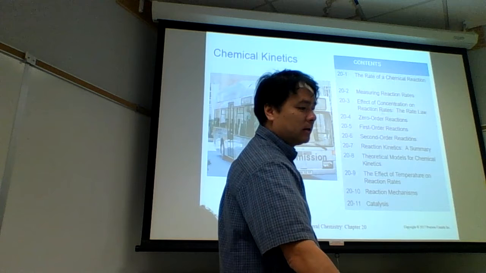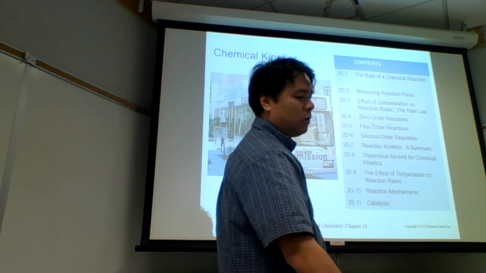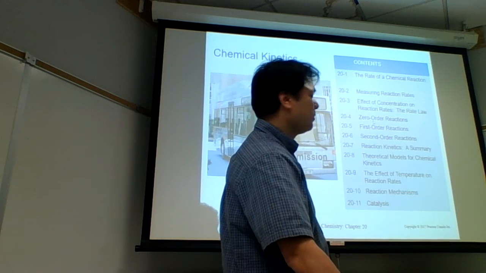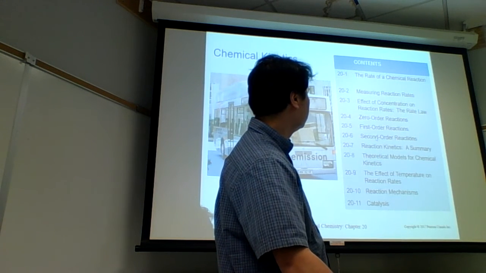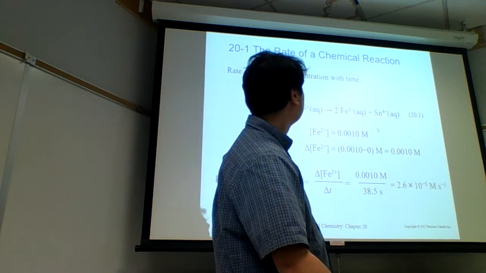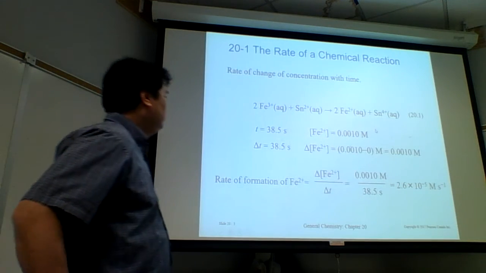And then from 28 on is a more theoretical analysis, not necessarily of why, but a description of how things are zero order, first order, second order in terms of reaction kinetics.